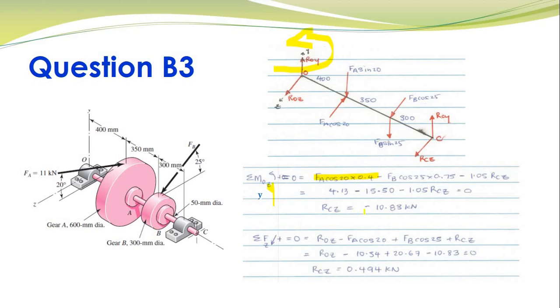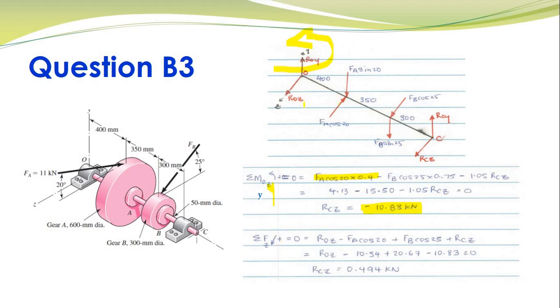Once we solve for Rcz, we get a value of negative 10.83 kilonewton. What this negative indicates is that the assumed direction of Rcz that we started with is supposed to be in the opposite direction. So Rcz is actually acting not in the positive z but in the negative z. But we don't have to change this over here, leave it as it is.